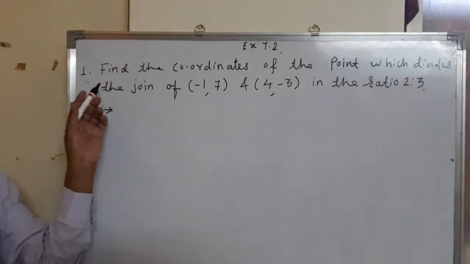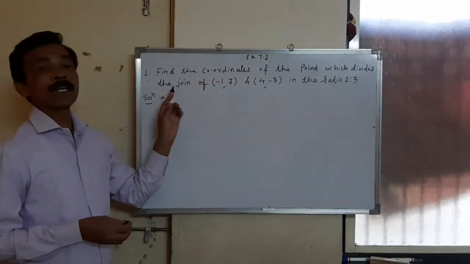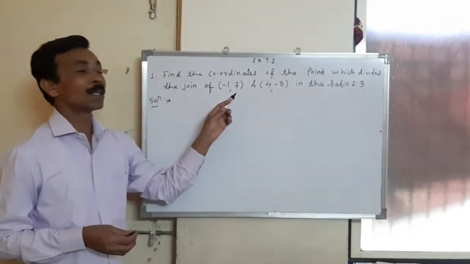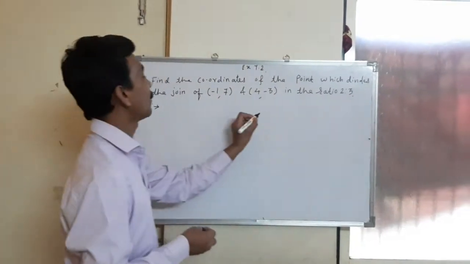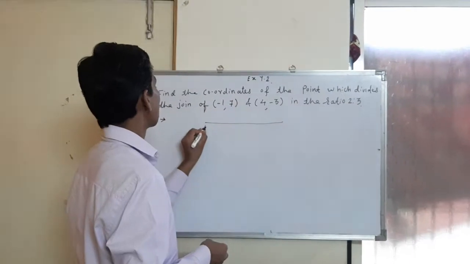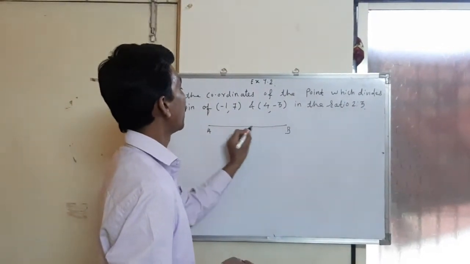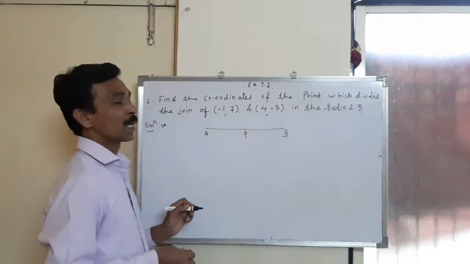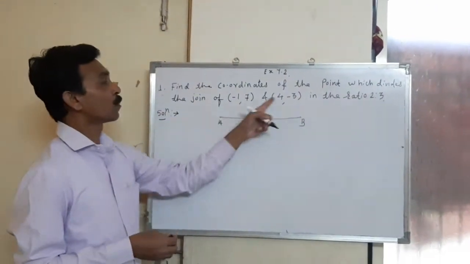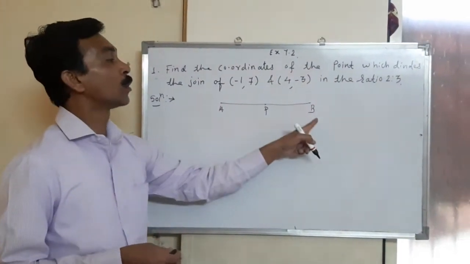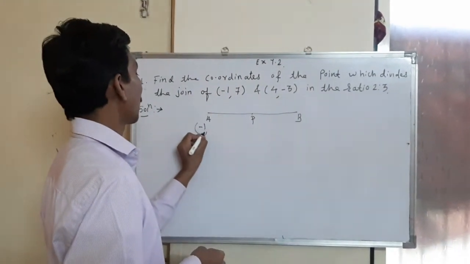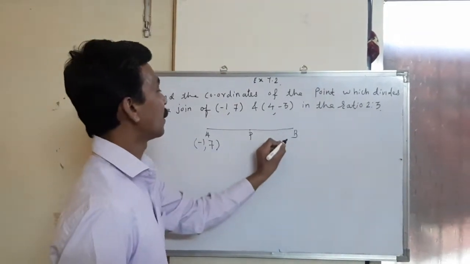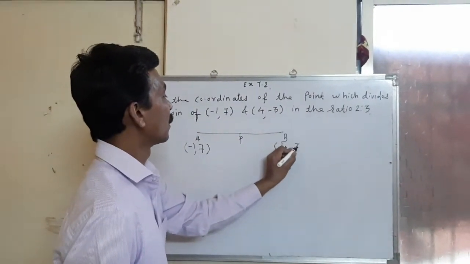Now we'll see the first sum of exercise 7.2. Find the coordinates of the point which divides the join of (-1, 7) and (4, -3) in the ratio 2:3. I will draw a figure. This is A, this is B. When the words 'join of' come, these two brackets we have to write at the two end corners of this line segment. First bracket (-1, 7) and this will go near A.